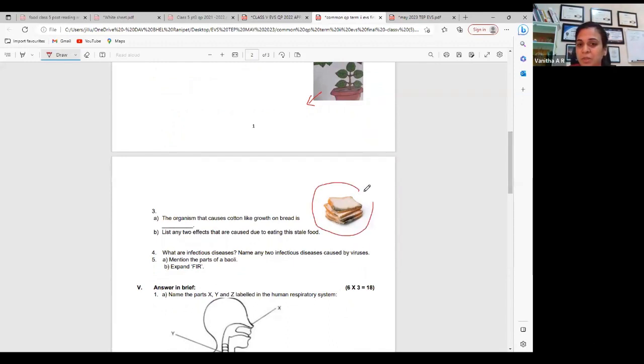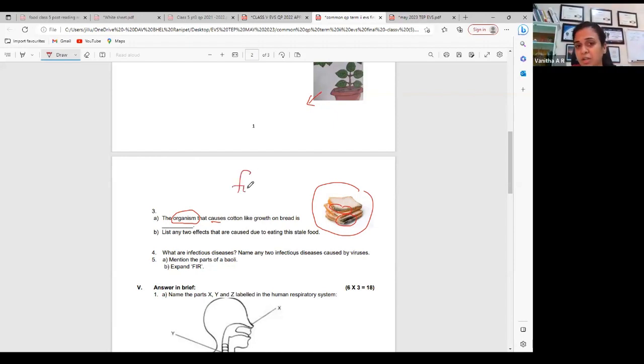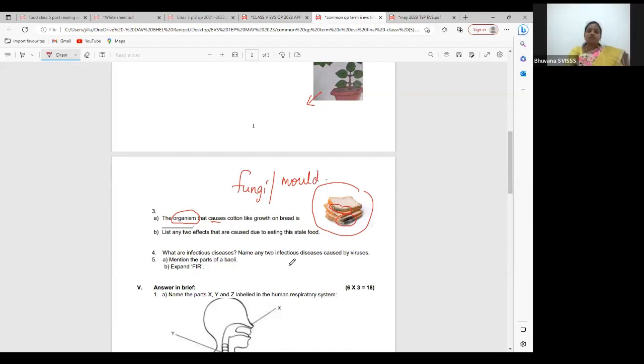This is a bread, but then you have some green and black patches on the bread. The organism that causes cotton-like growth on bread. Mold, fungi. For class 5, fungi is also accepted, or they can write bread molds. List any 2 effects that are caused due to eating this stale food.